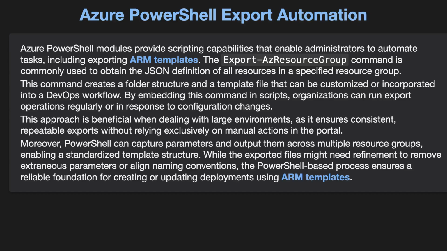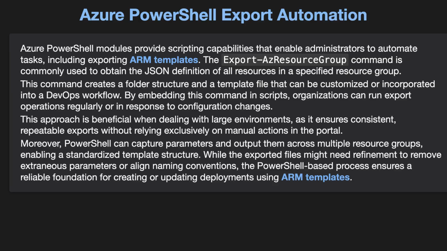deployment. Azure PowerShell modules provide scripting capabilities that enable administrators to automate tasks, including exporting ARM templates. The Export Resource Group command is commonly used to obtain the JSON definition of all resources in a specified resource group. This command creates a folder structure and a template file that can be customized or incorporated into a DevOps workflow.